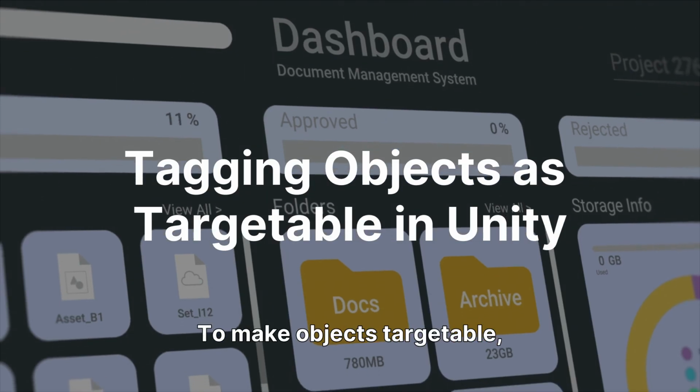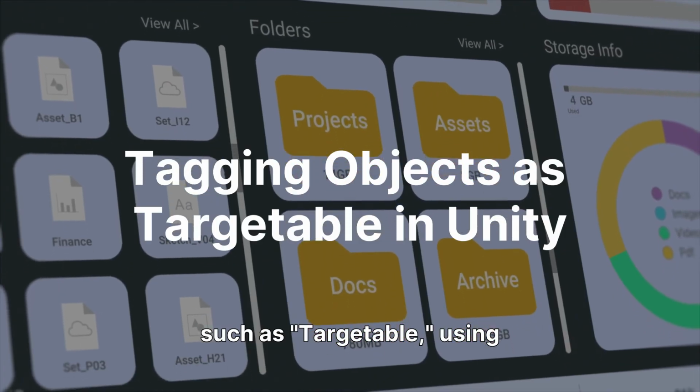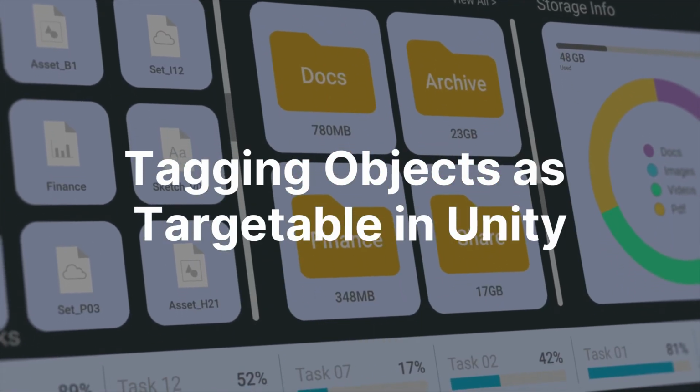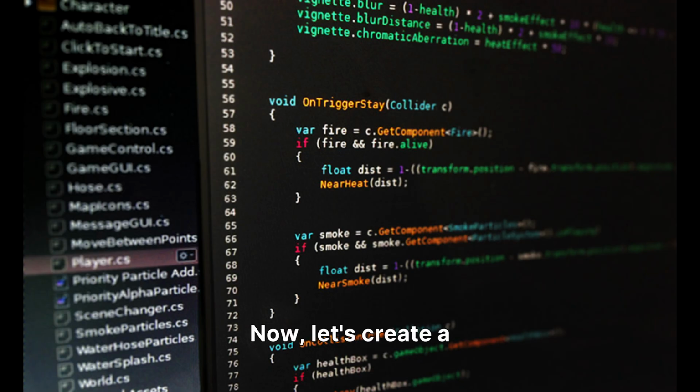To make objects targetable, we'll assign them a specific tag in Unity, such as targetable, using the inspector panel. Colliders are essential for detecting potential targets. We'll use a sphere collider set as isTrigger to define a detection range around our player. Now, let's create a C# script attached to our player character to manage the targeting logic.